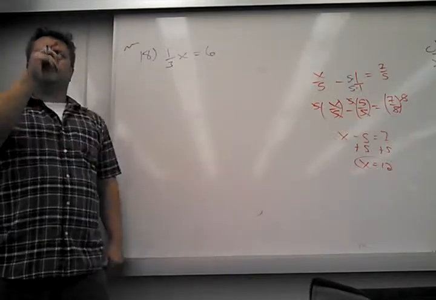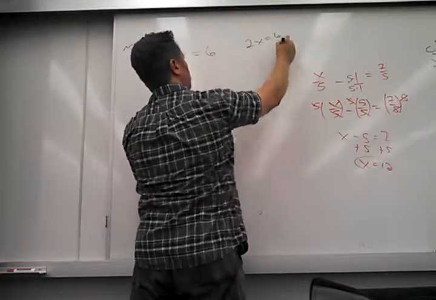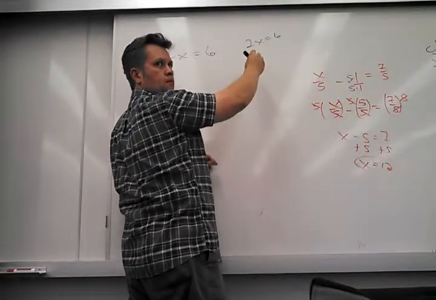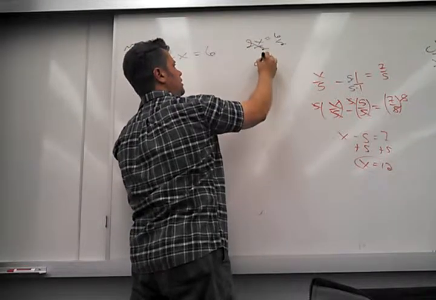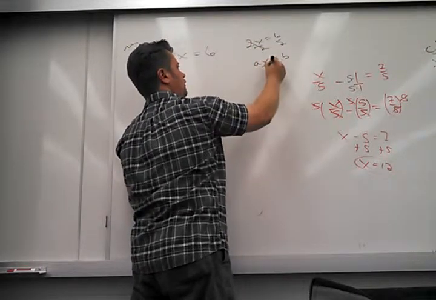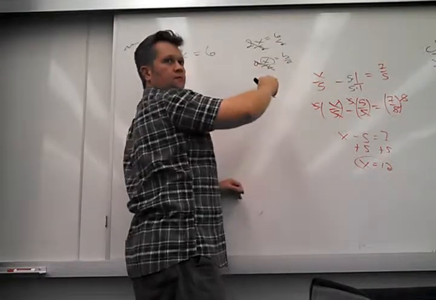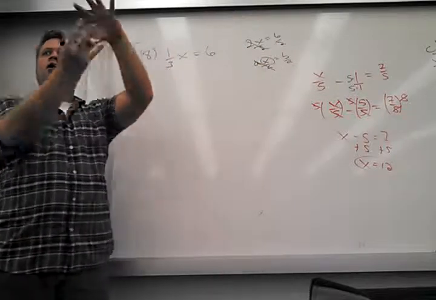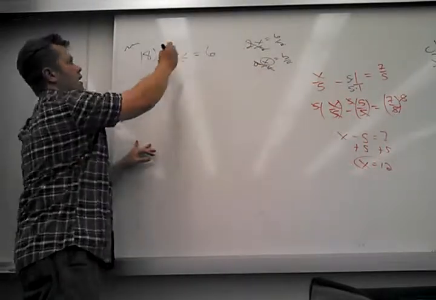Now, I want you to realize something. If I had 2x equals 6, what would you do? Divide by 2. In fact, I said at one point, whatever is in front of the x, you just divide by it. Right? Because then you get x by itself. Don't worry about the b's and a's. Whatever they are, you just divide by that. So here, you could say, I want to divide by 1/3.